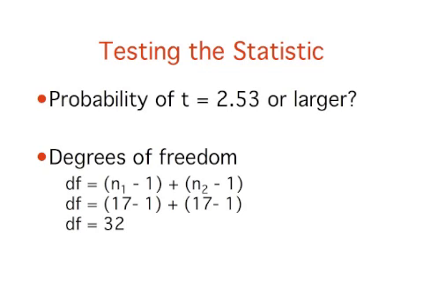Finally, we compute the probability of getting a t as large or larger than 2.53, or as small or smaller than negative 2.53. To do this, we need to know the degrees of freedom. The degrees of freedom is the number of independent estimates of variance on which MSE is based. This is equal to n1 minus 1 plus n2 minus 1, where n1 is the sample size for the first group and n2 is the sample size of the second group. Therefore, the degrees of freedom is 16 plus 16, which equals 32.